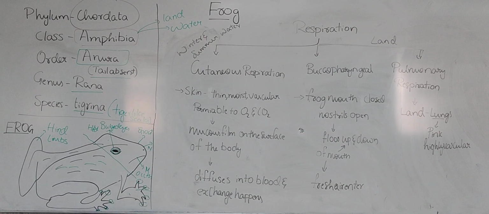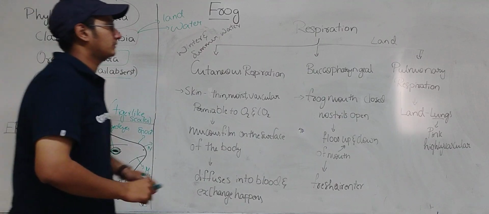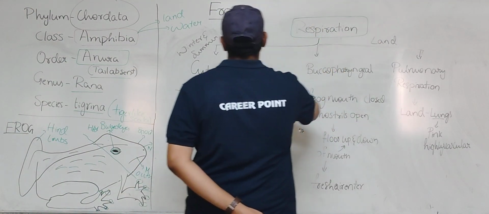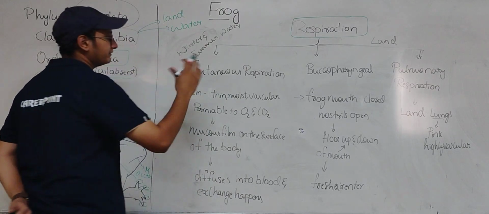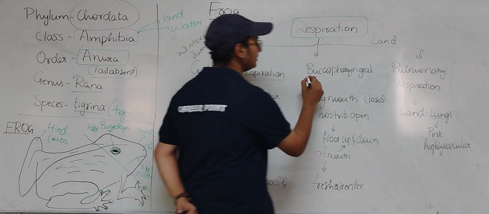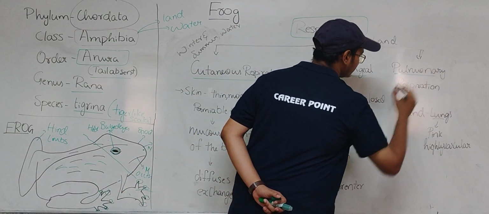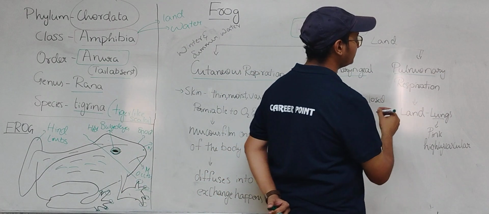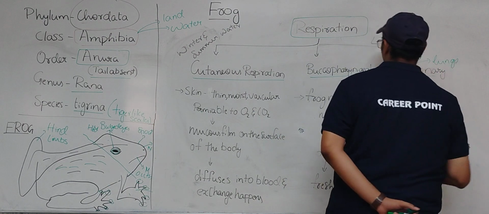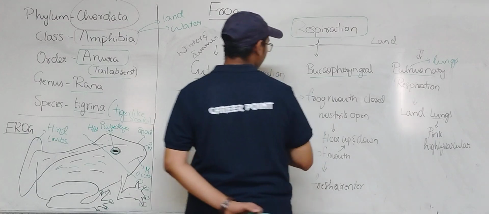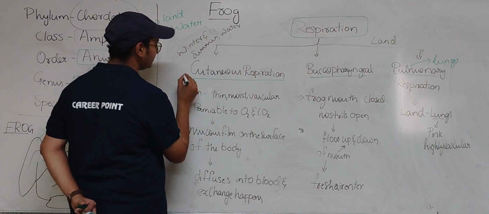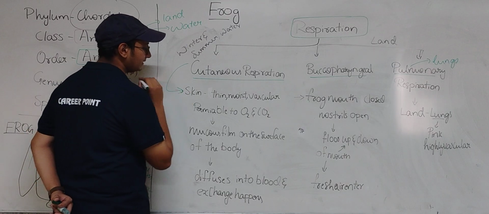Now let's discuss respiration in frog. The respiration happens in three different types. One is cutaneous respiration, and mucopharyngeal respiration, and pulmonary respiration. Pulmonary respiration happens through lungs. Mucopharyngeal respiration happens through the mucopharyngeal cavity. And cutaneous respiration happens through skin.